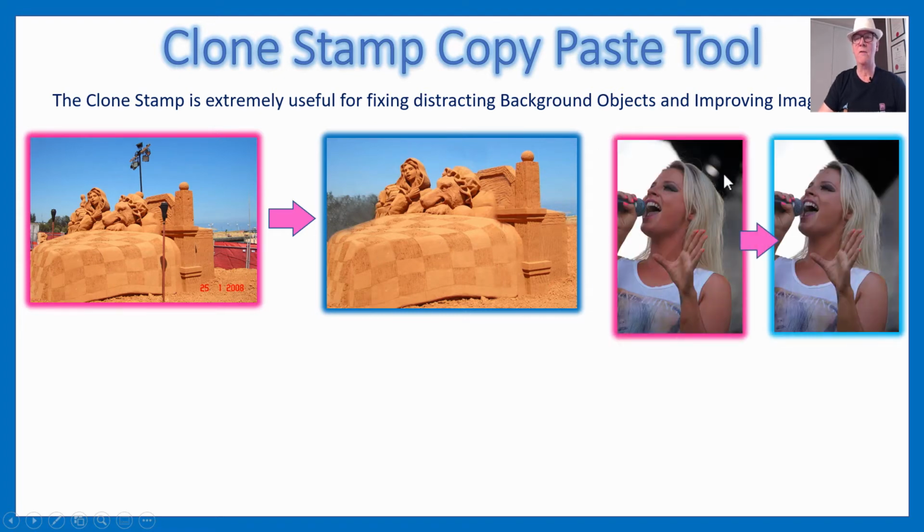And that's the same sort of thing here. This female singer has some white lights above here and these are a little crooked, and so we can straighten them up, get rid of the white lights, and also do some skin fixing on her arm.